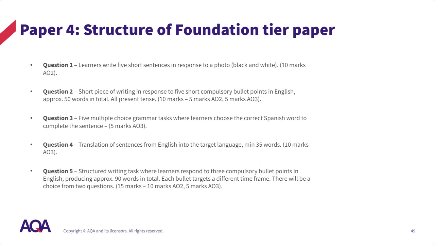Question 5 is the overlap question, which is the one which is targeted at grades 4 to 5 and appears also on the higher tier paper. Students have a choice of 2 optional questions and write approximately 90 words in response to 3 bullet points in English. Each bullet point targets a different time frame, present, past and future, and they will always be in the same order in each paper. There is no specific requirement to test opinions separately in this specification, so this is why the number of bullet points have been reduced to 3. We're going to look at an example of this question in a moment.